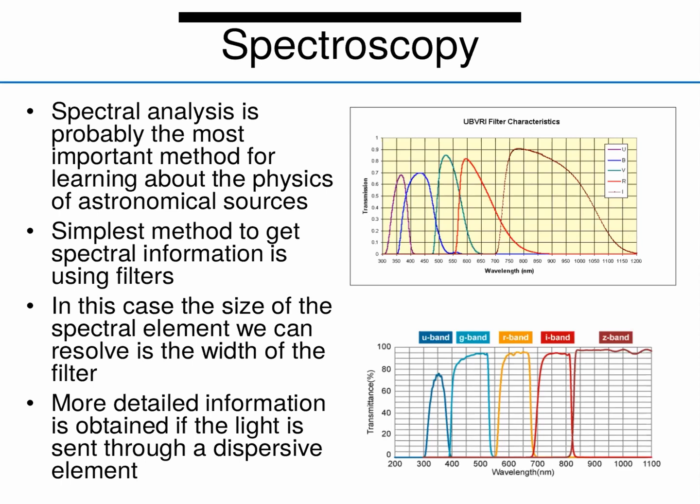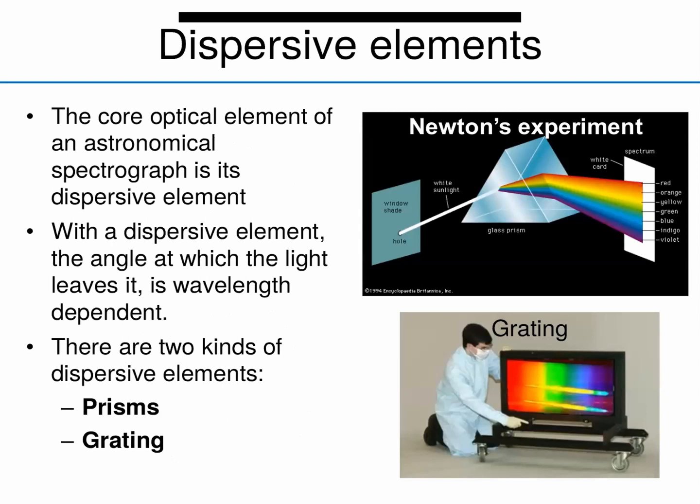Of course, there are also narrowband filters that have a much smaller width of the filter, and then you would have more information. But typically when we talk about spectra, it means that we have actually sent the light through a dispersive element. And what is a dispersive element? That is the core optical element of an astronomical spectrograph. With the dispersive element, the angle at which the light leaves is wavelength dependent. So if you control the angle at which the light hits this dispersive element, you will also know where different wavelengths in the end will end up.